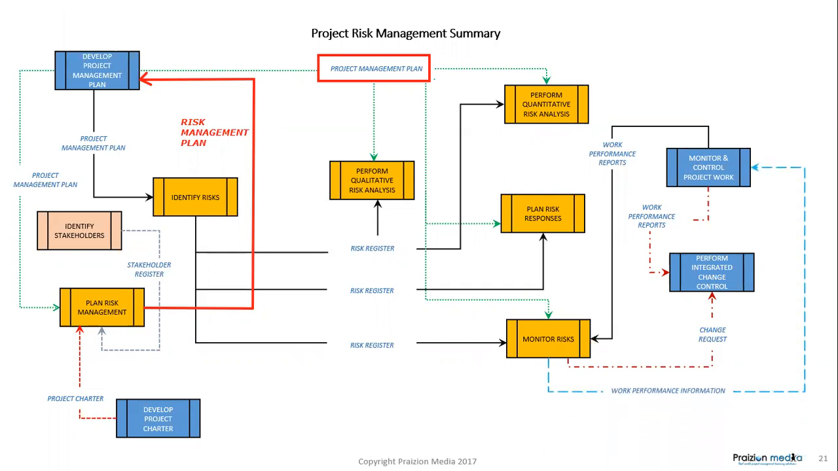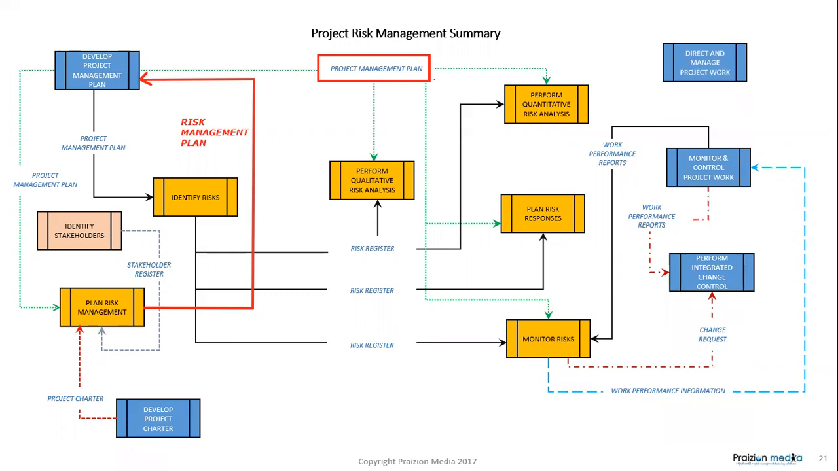We also have work performance information coming from monitor risks and going into monitor and control project work that is then processed. And we have work performance reports. So this is a rather interesting one in which we can see the 3 W's. You don't see the work performance data, but the work performance data is going into monitor risks to generate work performance information. And then we get a work performance report, which we use to consistently monitor risks.